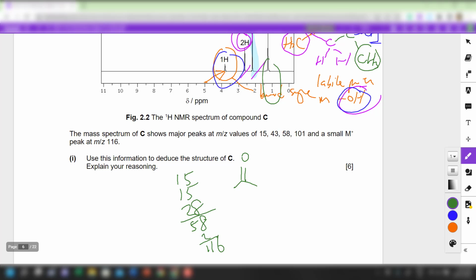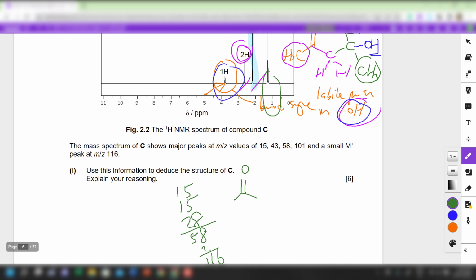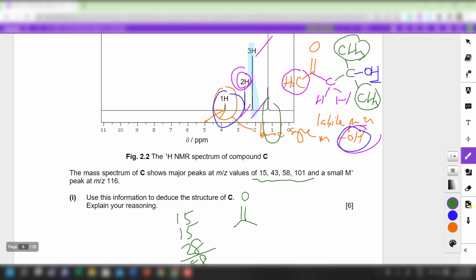Okay, and of course you were told that it has some of these major peaks. Okay, how do we account for these major peaks? I think we can do that quite easily. Okay, so first of all, I'm just going to use maybe a pink color.